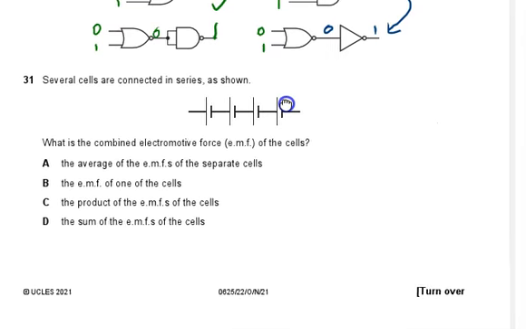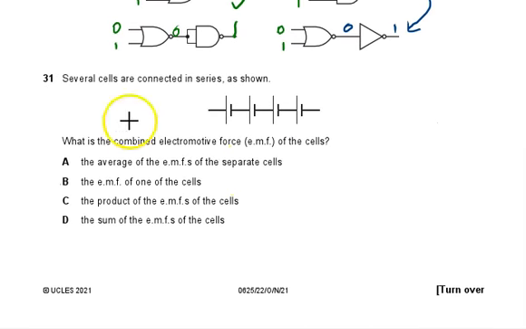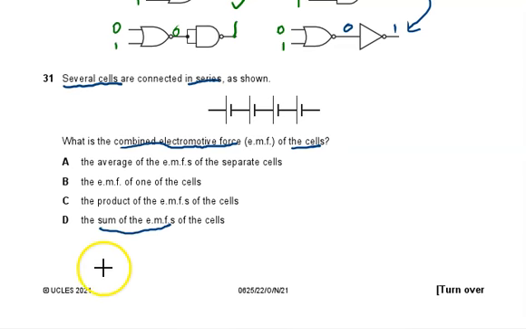Okay, for number 31, several cells are connected in series as shown. What is the combined electromotive force, EMF, of the cells? So it will be the sum of the EMF. So that is your best answer here, sum of the EMF.